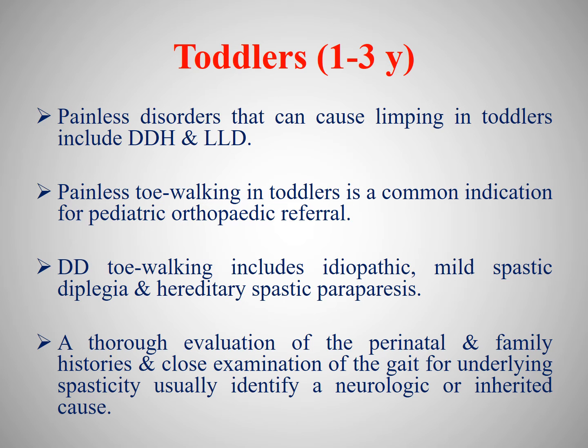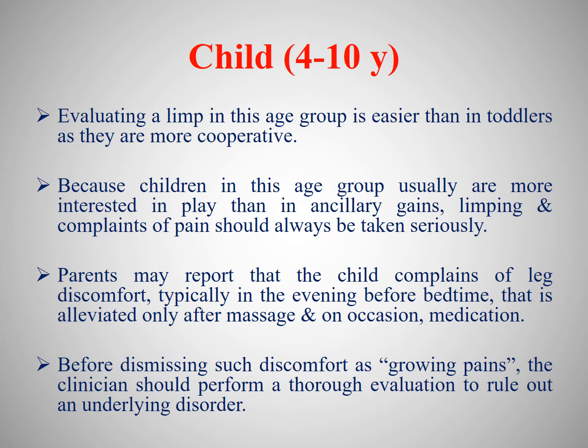Painless limping in a toddler is a common indication for pediatric orthopedic referral. Differential diagnoses include idiopathic mild spastic diplegia and hereditary spastic paraparesis. A thorough evaluation of the prenatal and family histories and close examination of the gait for underlying spasticity usually identify a neurologic or inherited cause.